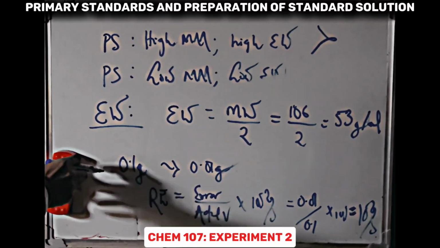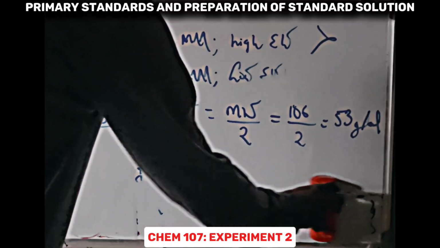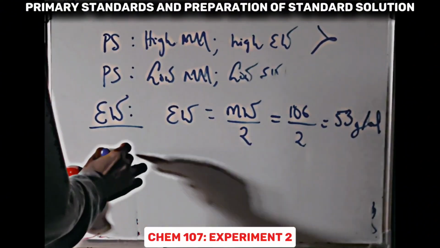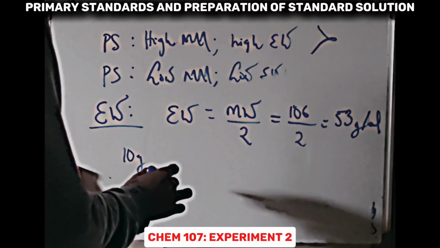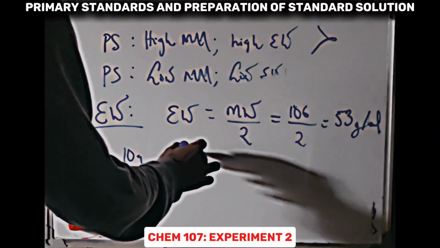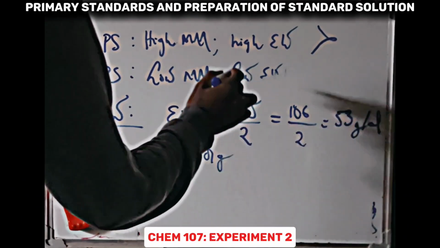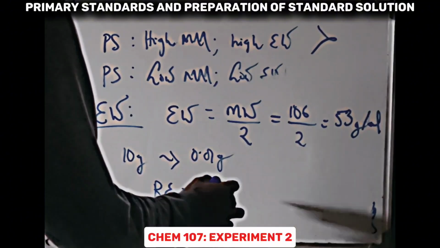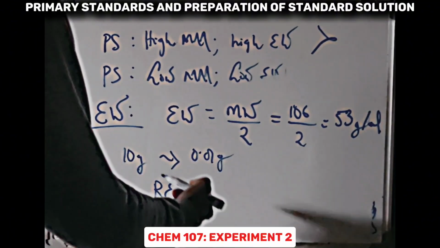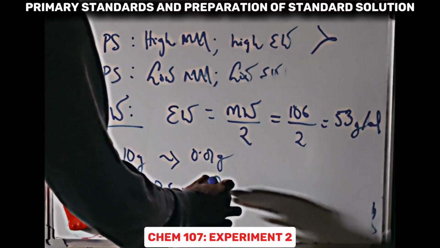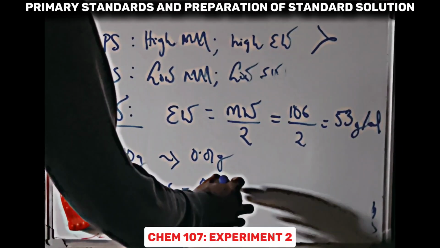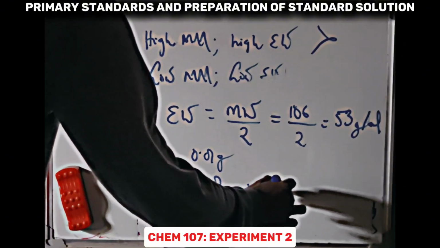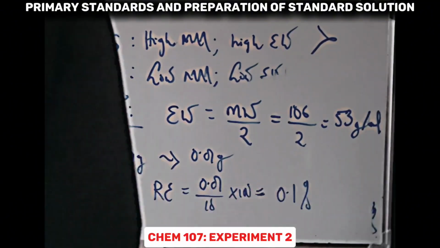Now let's take for example, in a case where we took 10 gram of the primary standard and we encountered the same error of 0.01 gram. What will be the relative error? The relative error is error over actual value. What is the error? 0.01 divided by 10 multiplied by 100. So if you do this correctly, you should have 0.1%.